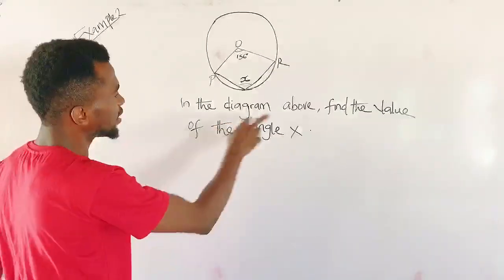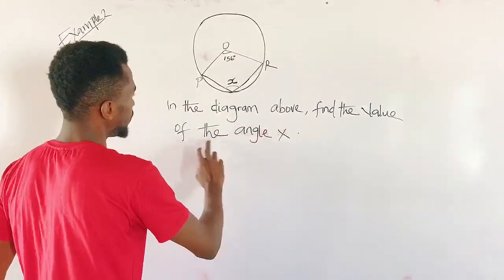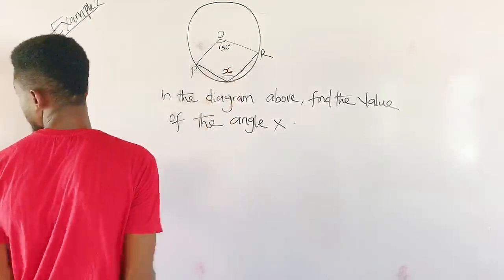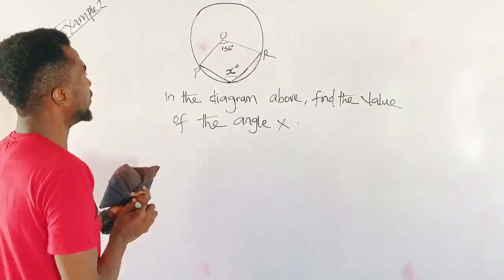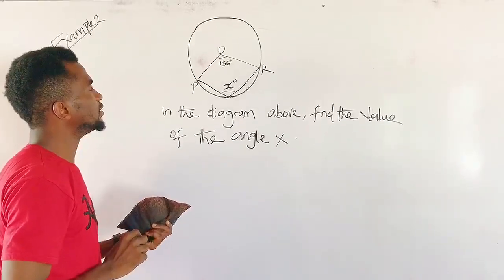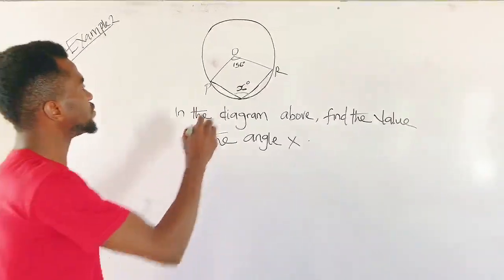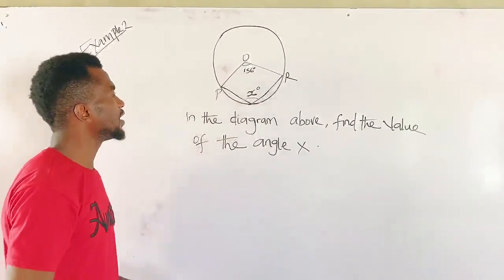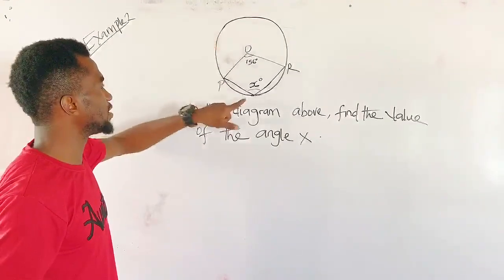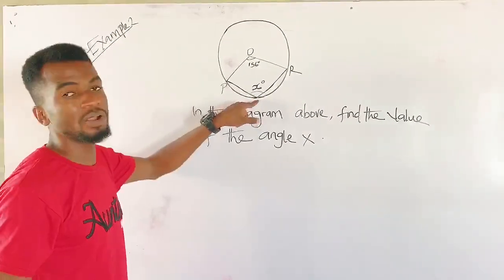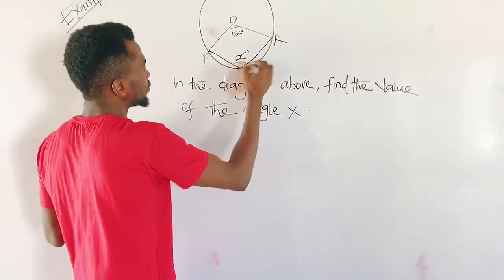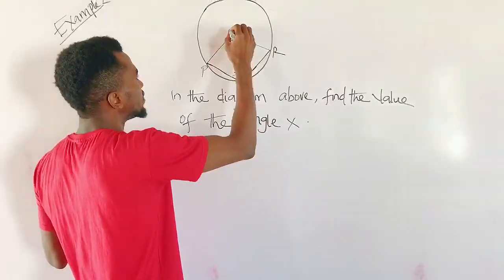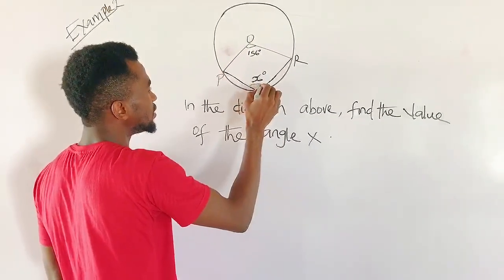This is example 2, and this is the diagram. It says in the diagram above, find the value of the angle X. This place asks us to find this place. Alright, now remember the first theorem I gave to you guys. We said angle subtended at the center is twice that subtended at the circumference. This point is the circumference of this circle. So angle at the center is twice the one at the circumference.